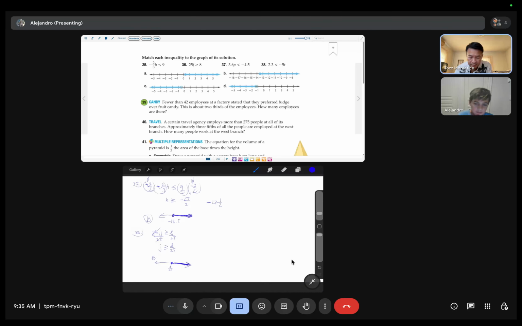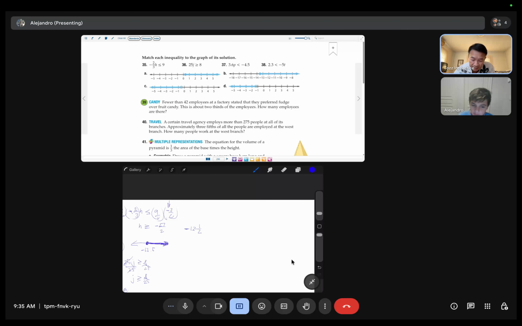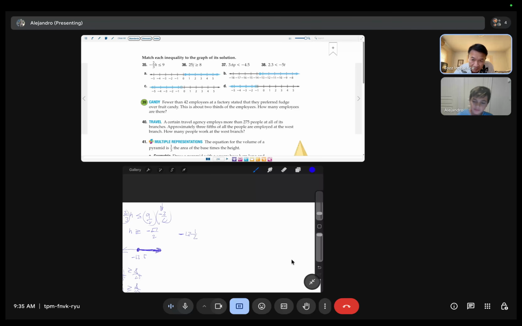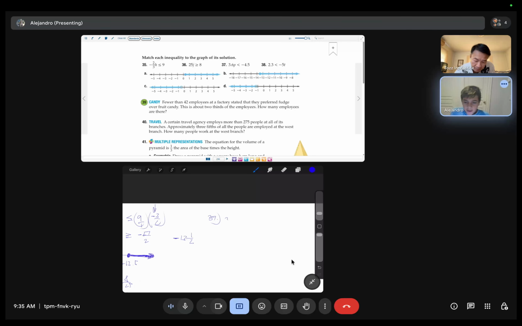I'll continue. This is likely going to be the only one that you need to do if you want to speed things up, and obviously the last one. Anyway, 37. Or if you want to do it, you can do 38. But since they're both decimal, let's just deal with it. 3.6p less than negative 4.5. So divide both sides by 3.